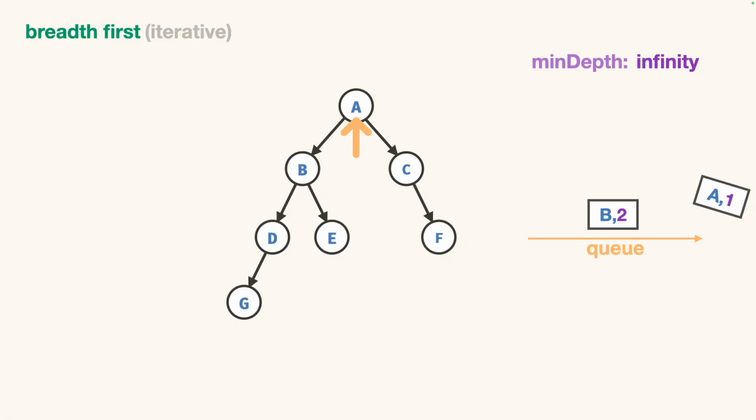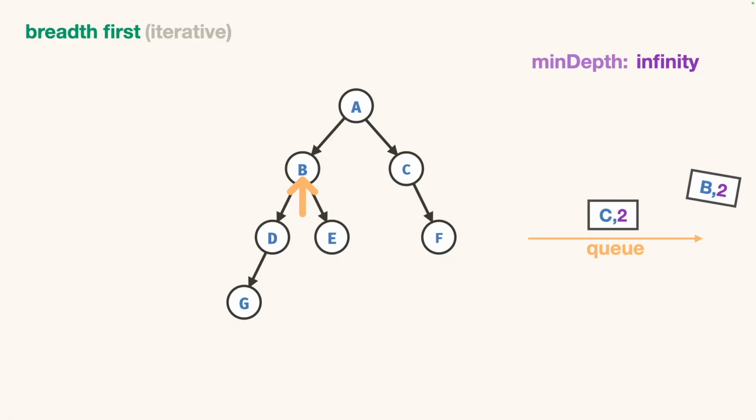And I also need to add A's right child, which would be the C node. It's also going to have a depth of 2. At this point, I'm done with A, so I continue my algorithm. I remove the front of my queue, so I dequeue B. And again, I can see that B is not a leaf node, so I don't update my min depth.